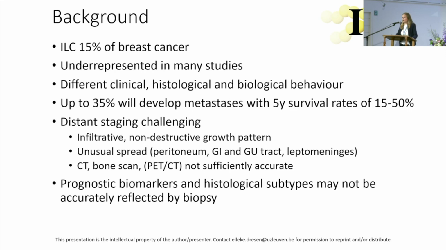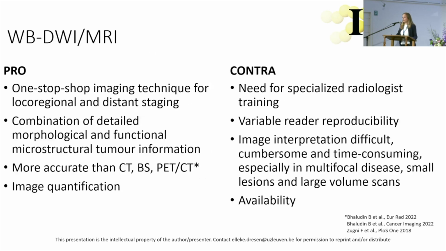Furthermore, prognostic biomarkers and histological subtypes may not be accurately reflected by biopsy, and hopefully, maybe on the imaging, there is more information behind the images. And who knows, maybe whole body diffusion weighted MRI can be of help in this specific subtype of breast cancer.